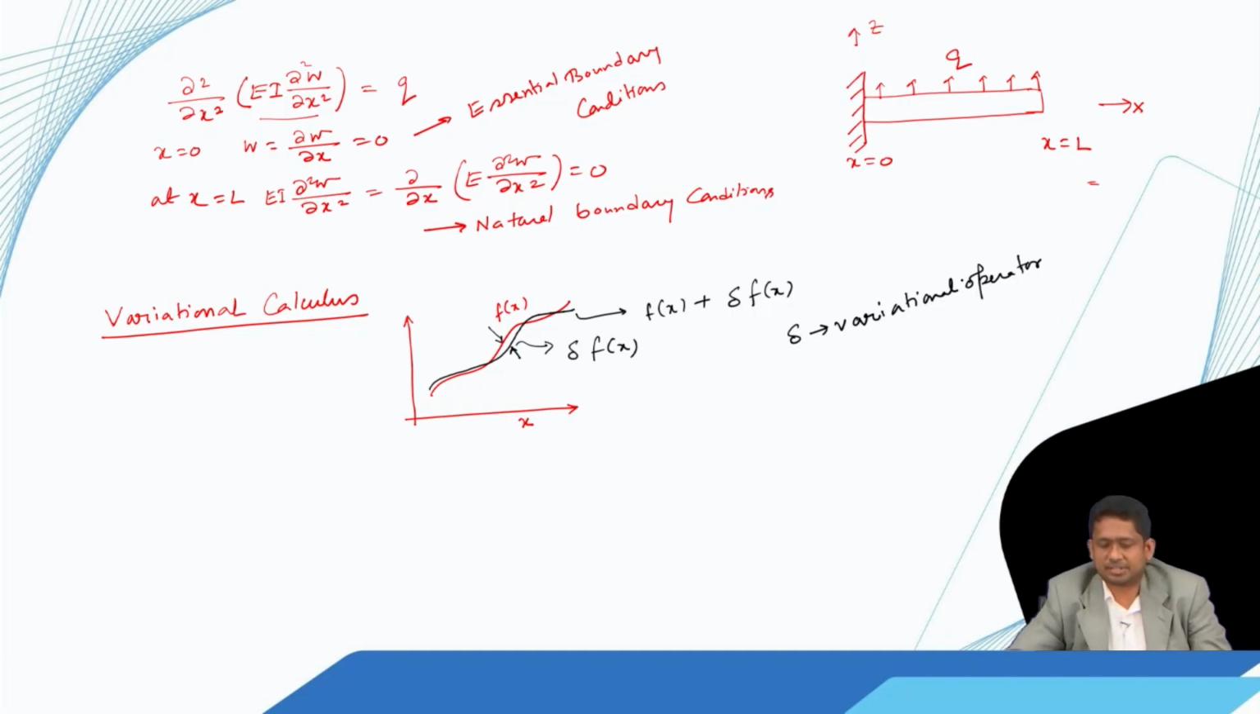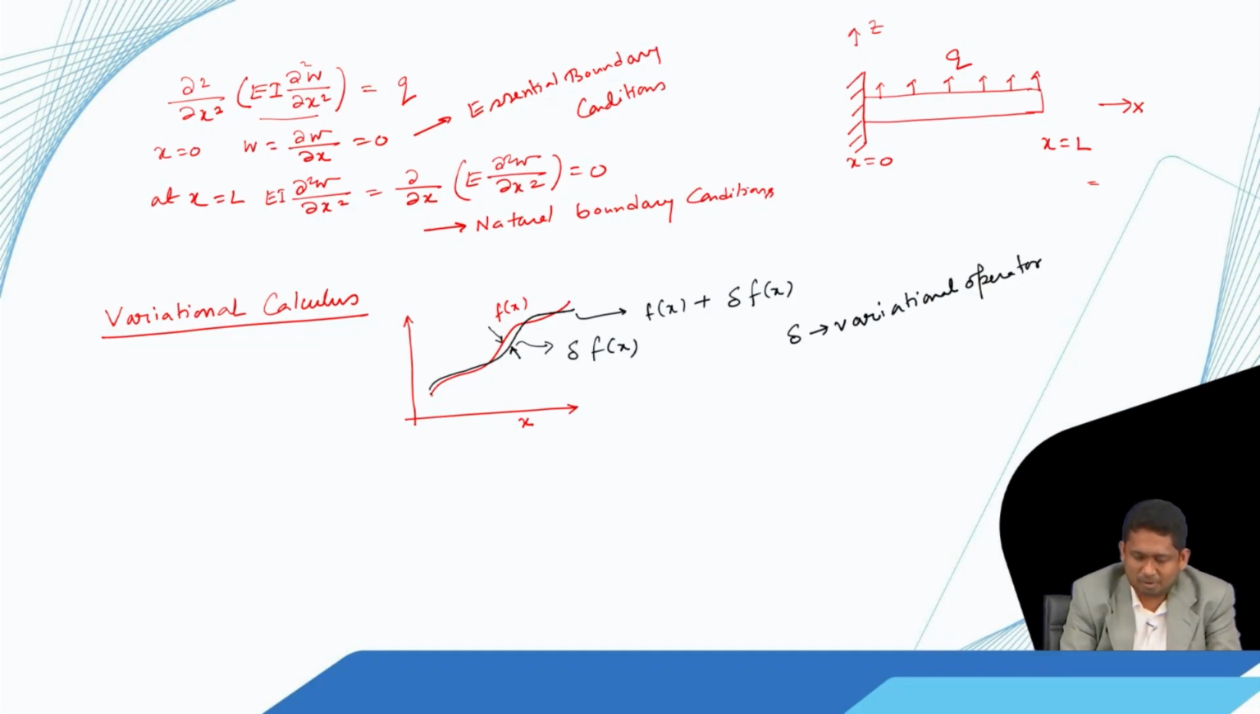So, f(x) was the original function, we did some variation of it, some perturbation of it, the amount of variation was delta f(x), and then the new function is f(x) plus delta f(x). Now, this variation has to satisfy a constraint that wherever I know the value of the function, I cannot do a variation, because the value of the function is fixed there.